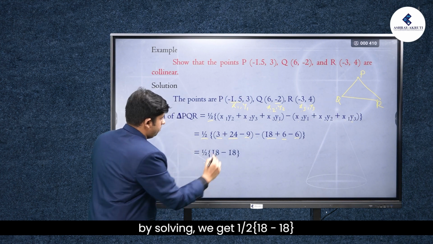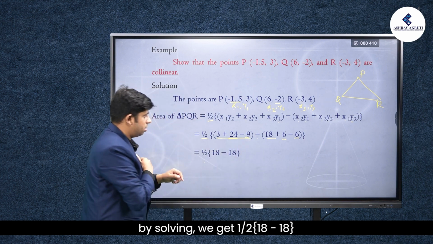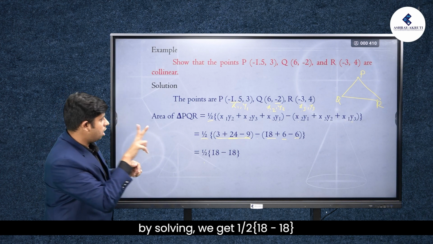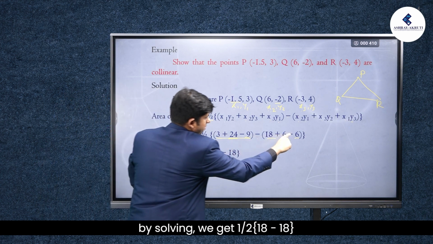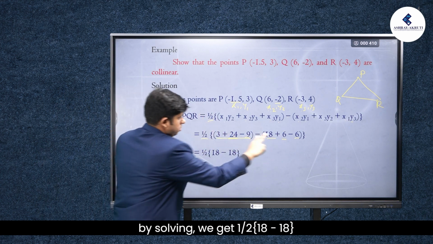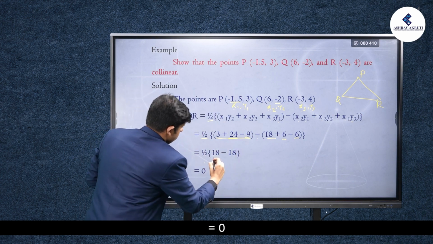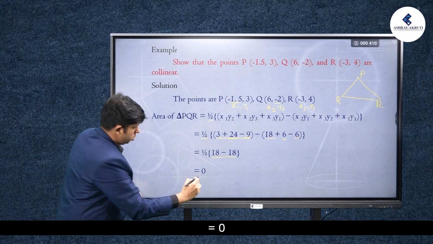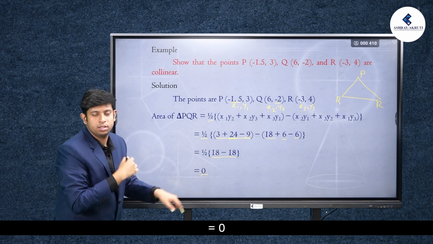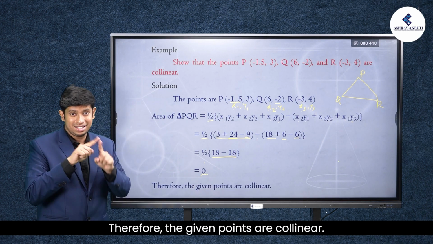By solving, we get half into 18 minus 18. That is equal to 0. Therefore, the given points are collinear.